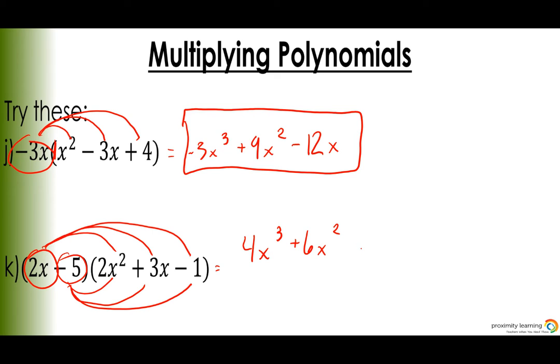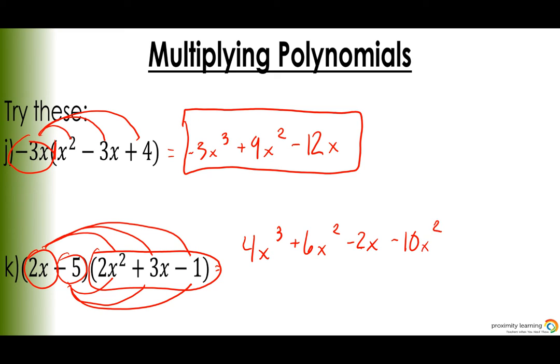Then we're going to do 2x times -1. Because it's -1, we're just going to rewrite 2x as minus 2x. Now we're going to multiply -5 through with everything in the second polynomial. So -5 times 2x squared. -5 times 2 gives us -10.